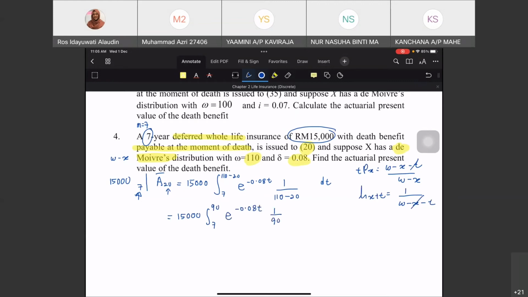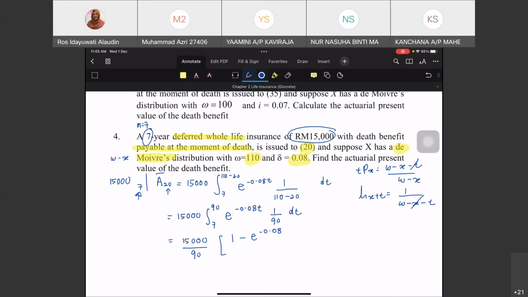1 over 90, you can also take it out from the integration. Okay, so it becomes, you just integrate e to the negative 0.08t. Sorry, now we have 7 there. Okay, in this case, 7 to 90 is 83. T is equal to 83.